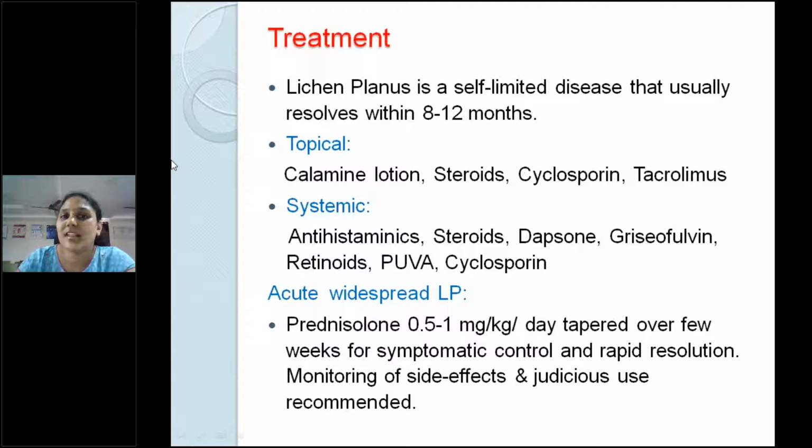Next, this is a self-limiting disease, usually resolving between 8 to 12 months. And all the treatment we give is because we want to make the patient feel better. And the second thing, because of our treatment, the activity of the disease will come down significantly.